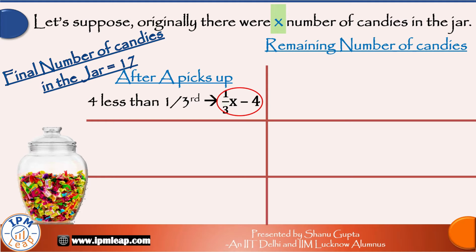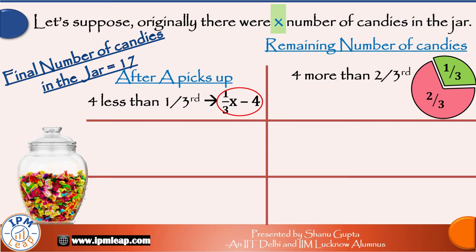Now just pay attention and think in terms of a pie. If someone picks up 1/3 of a pie, how much is left? 2/3, isn't it? So if A picks up 4 less than 1/3, the remaining number has to be 4 more than 2/3. We actually don't need to subtract this number from X to find out the remaining candies. We can directly do it. It's a smart way of calculation that will help us in further steps.